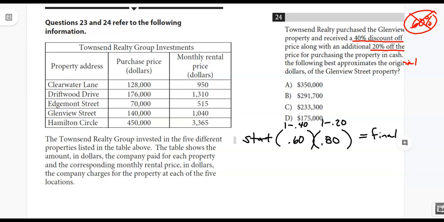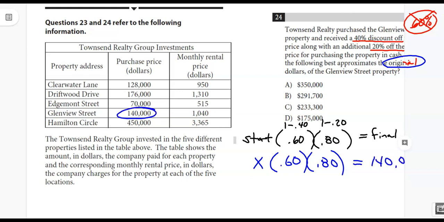All right, so in this question, they want to know what was the original price, what was the beginning part. So I don't know the starting amount, but I do know there was 40% taken off, and then I do know there was 20% taken off, and then the final price I can get from the chart over here. The final price was $140,000. This is the easiest way to do these multiple percentage problems. So I'm going to go through and I'm going to multiply this out.